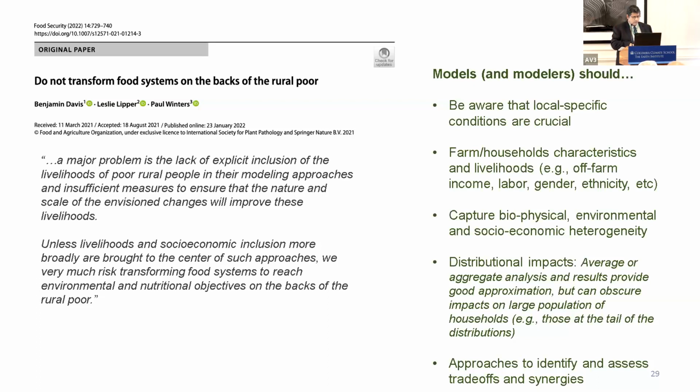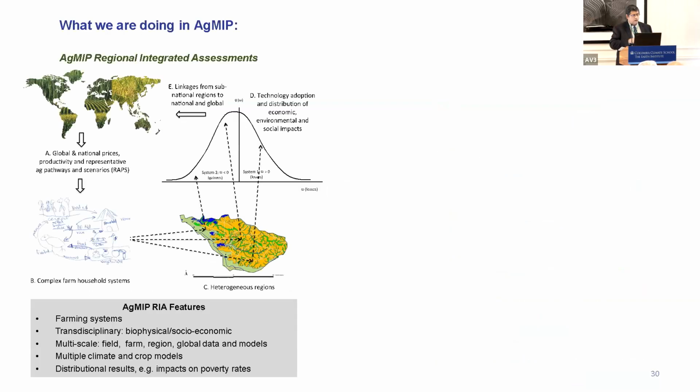So what we are doing in AgMIP, for many years, we've been working with our teams in Sub-Saharan Africa and South Asia, and we developed what we call the Regional Integrated Assessment. Many of you know, so I'm not going to go into detail explaining what it is. But this framework, this approach, checks several of these characteristics of whole farm systems, a transdisciplinary approach, capturing these different heterogeneity conditions, and being able to produce distributional impacts, for example, assessing poverty rates.